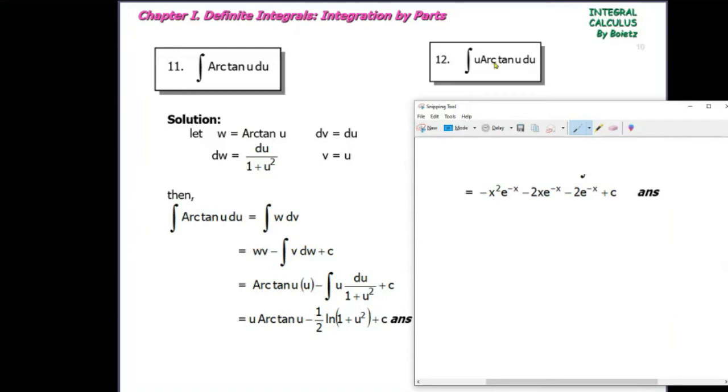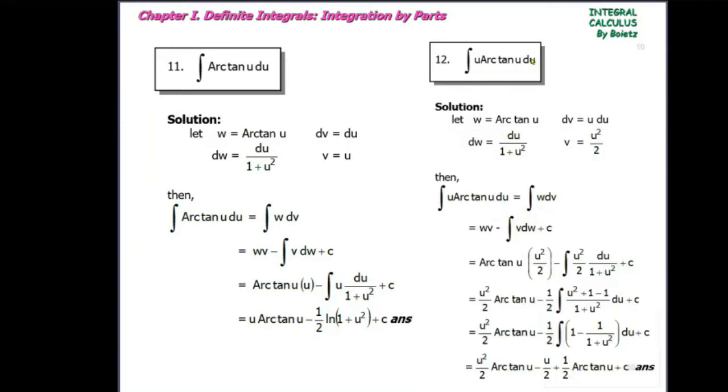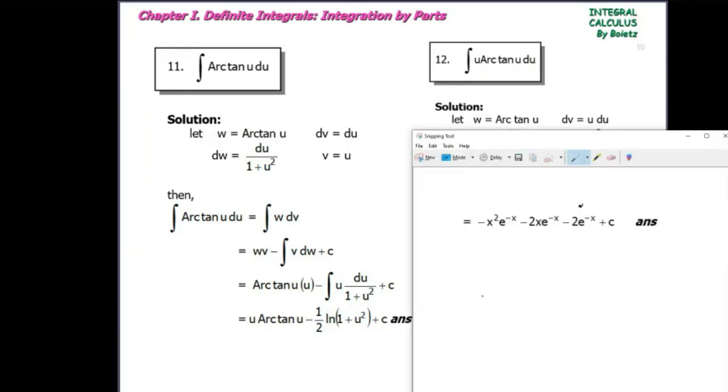So, again, LIATE. So, ano mangyayari? Unahin ulit natin yung inverse sa algebraic. So, u is arctan u, and dv is equal to u du. Yung u na to, tsaka yung du, hindi itong u du na yun. Okay? Arctan u yan, magkasama.